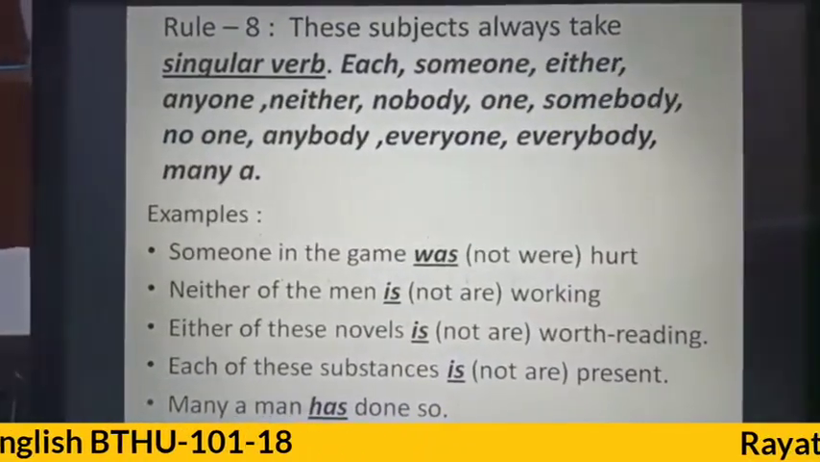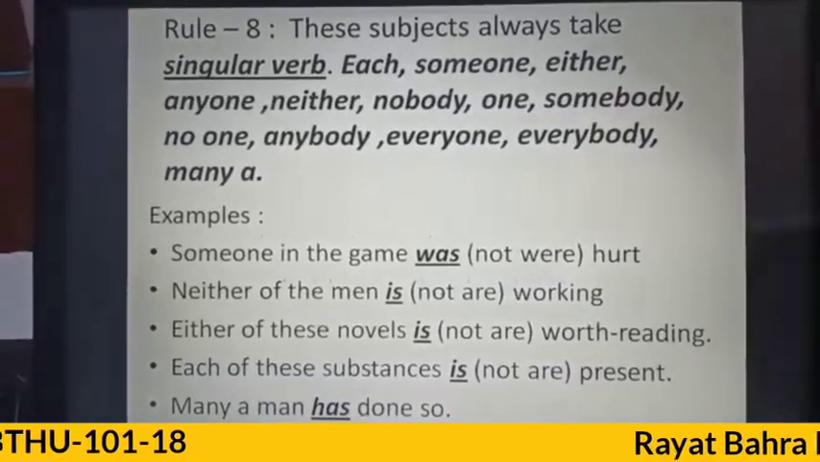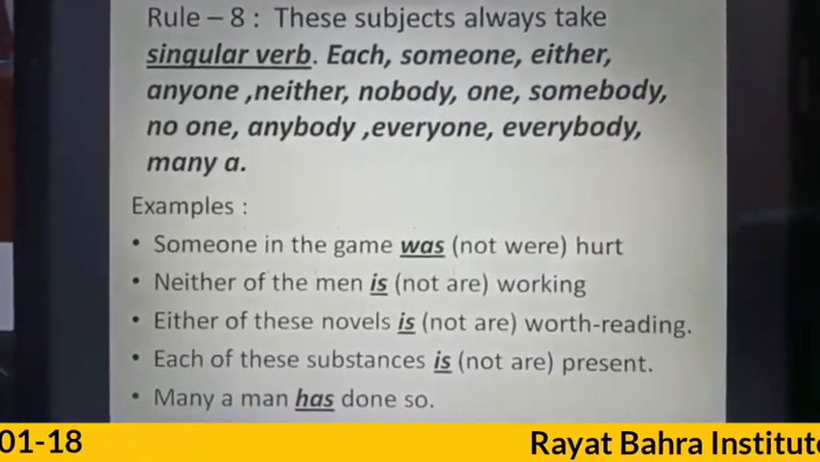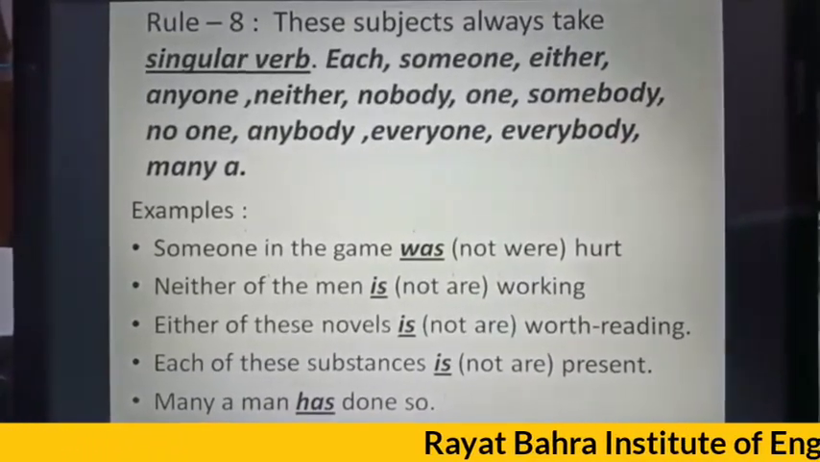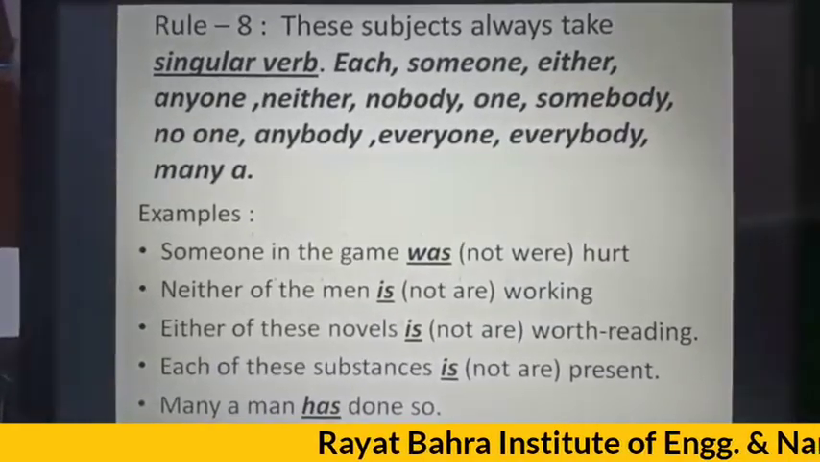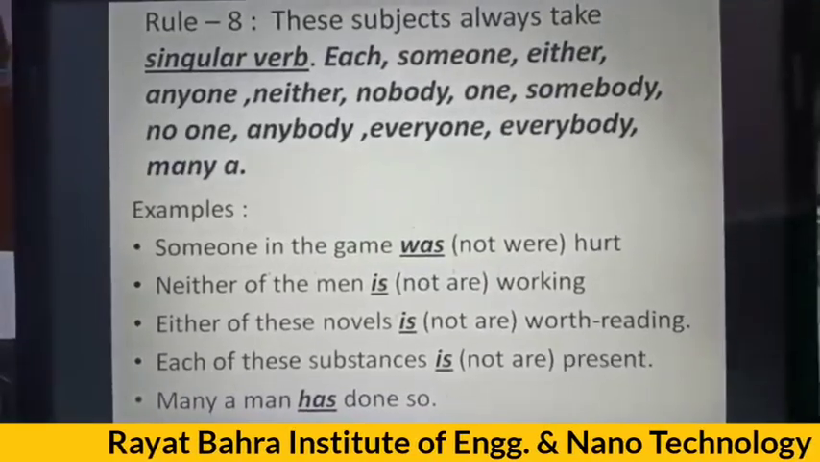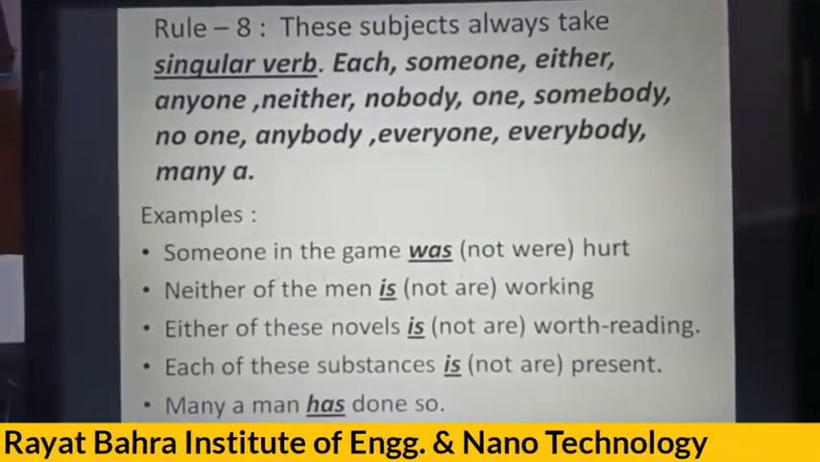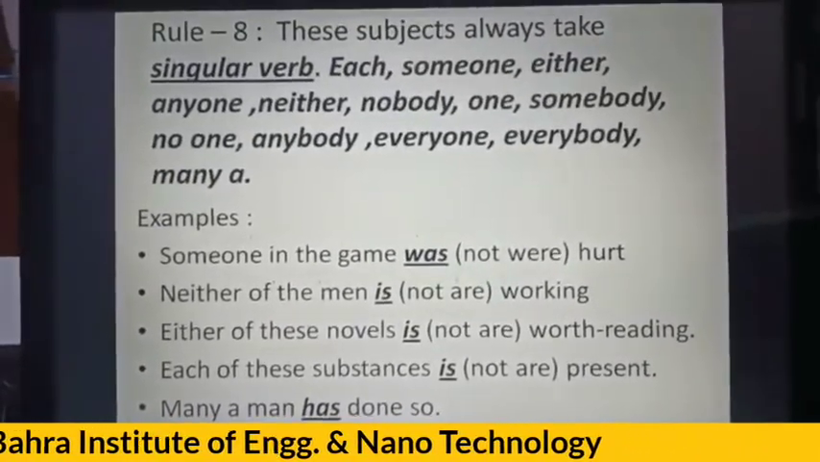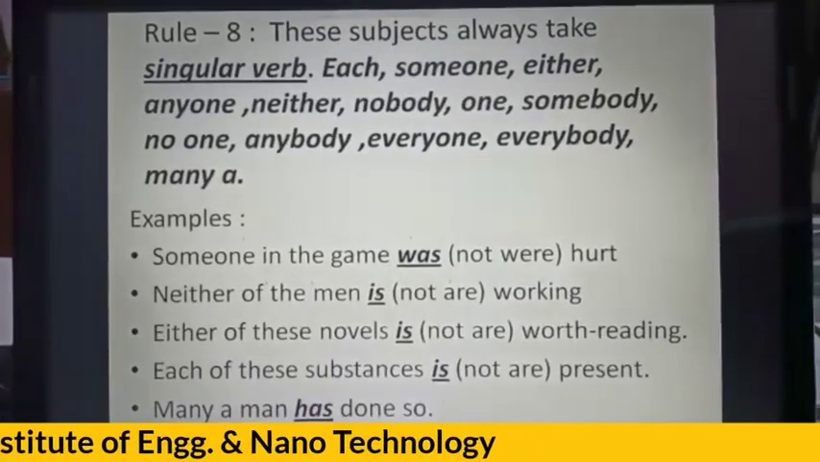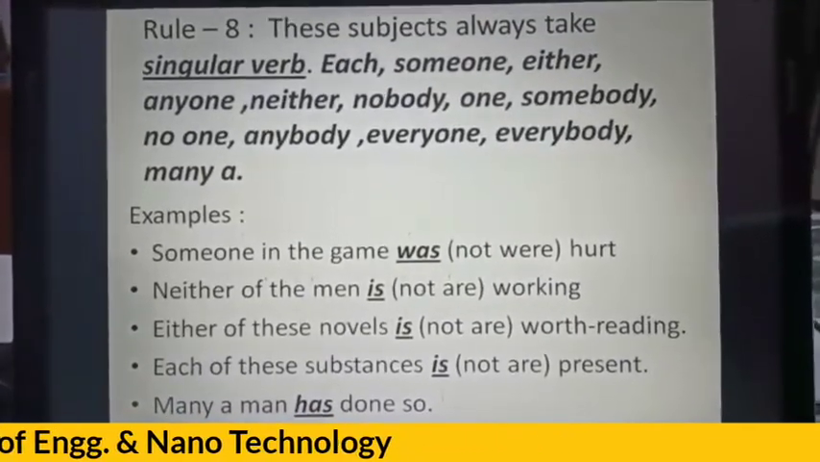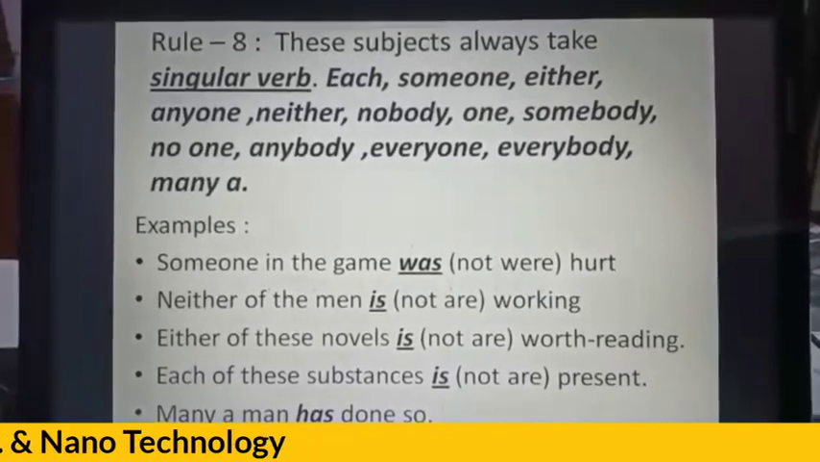Rule number 8. The subjects like each, someone, either, anyone, neither, nobody, one, somebody, no one, anybody, everyone, everybody, and many a, they always take singular verbs. So whenever you use these words in a sentence, they are always followed by a singular verb.